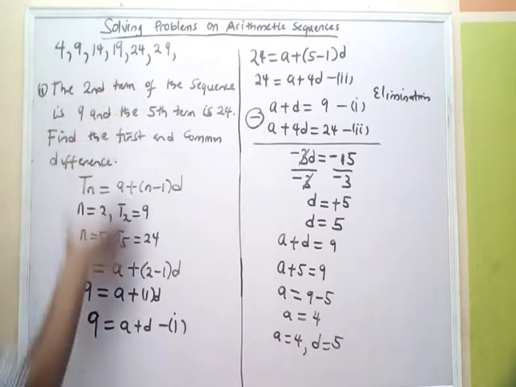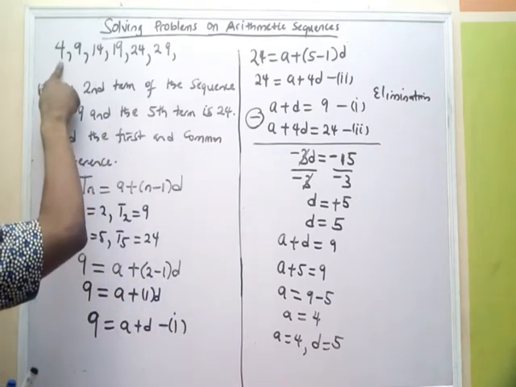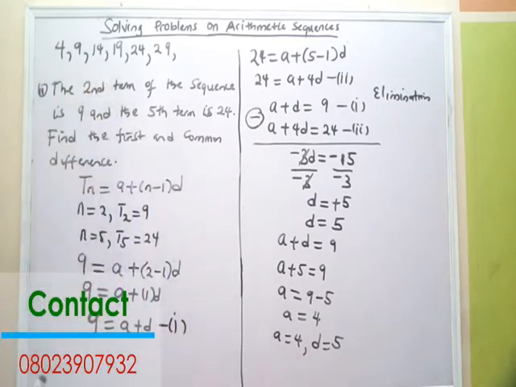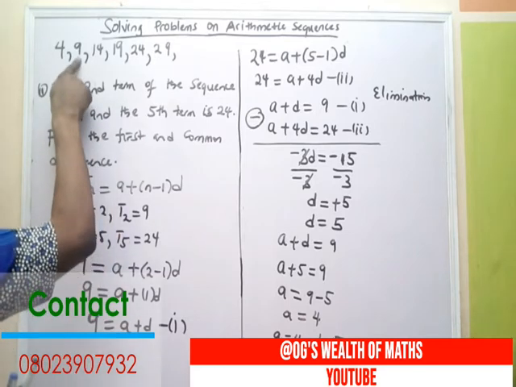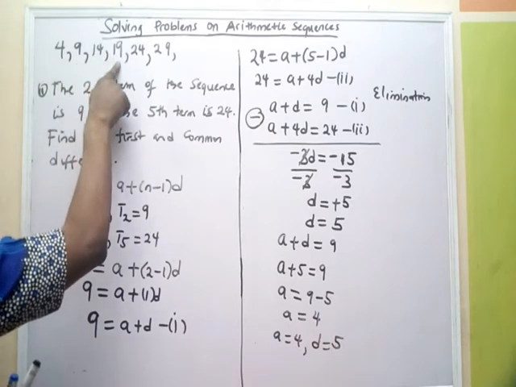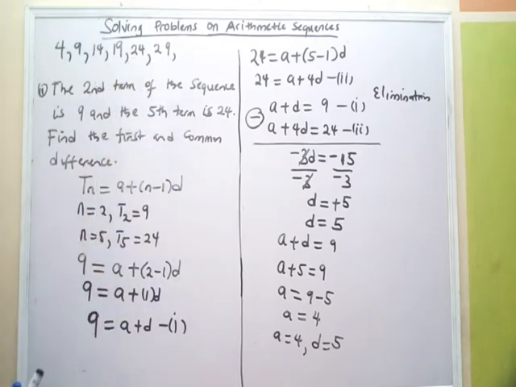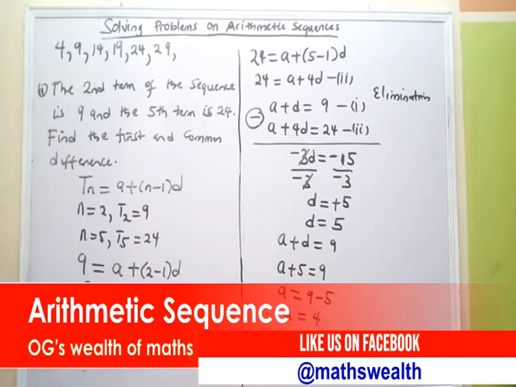Now, we went through all this process. I solved the problem, and if we go back to the sequence, you can see that my first term is actually 4, which corresponds to this value. About my common difference, from my last video, I told you what the common difference is: the second term minus the first term, or the third term minus the second term. If you look at the sequence, 9 minus 4 is 5, 14 minus 9 is 5, 19 minus 14 is 5, 24 minus 19 is 5, 29 minus 24 is 5. So this is how to solve problems in arithmetic sequence. I think this will help you a lot.